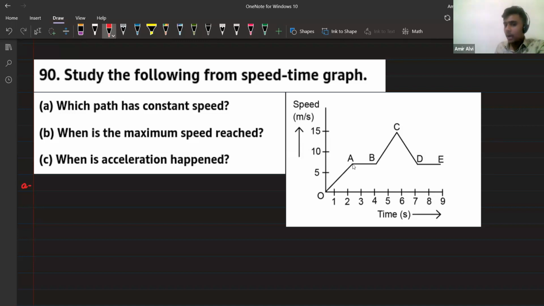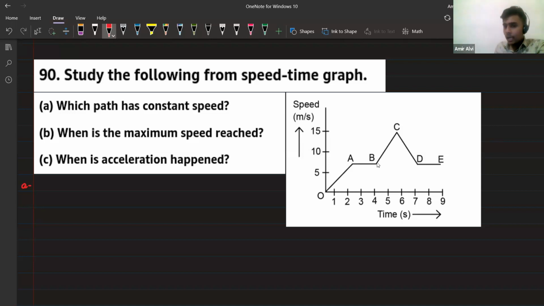Till point A, the car has accelerated, but after A, the graph is parallel to the x-axis till point B. It means that till point B, the speed is constant. There is no change in the speed, right? Everyone clear? Yes, sir.